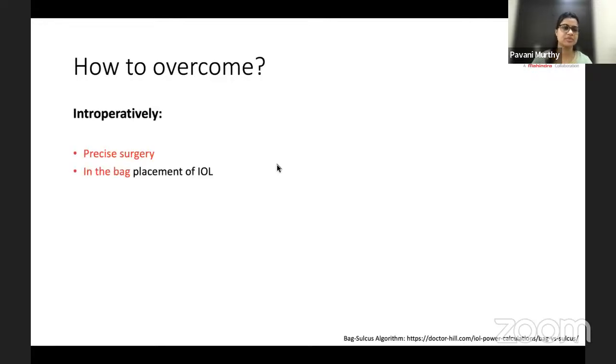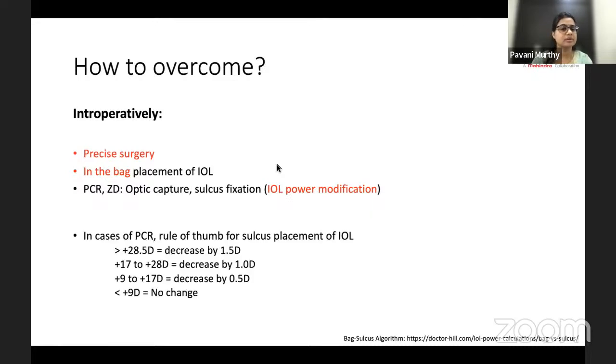Intraoperatively, a precise surgery with in-the-bag placement of the IOL is a necessity nowadays. In scenarios such as PCR or zonular dehiscence, where a normal IOL cannot be placed in the bag, or you want to place it with optic capture or give it scleral fixation or sulcus fixation, kindly modify the IOL power according to your place of implantation. So there is a rule of thumb for sulcus placement of IOL. This is taken from the back sulcus algorithm from Dr. Hill, which almost everybody nowadays follows.